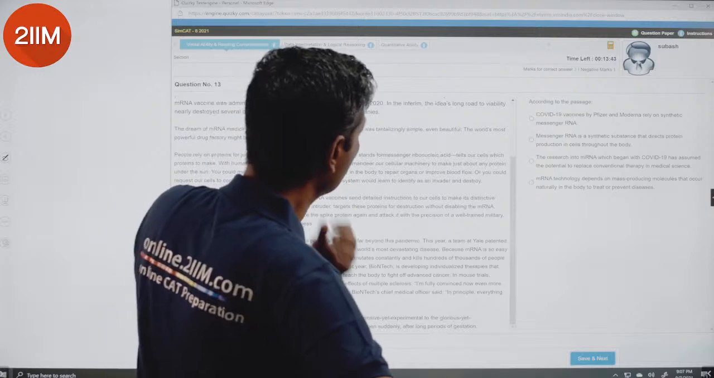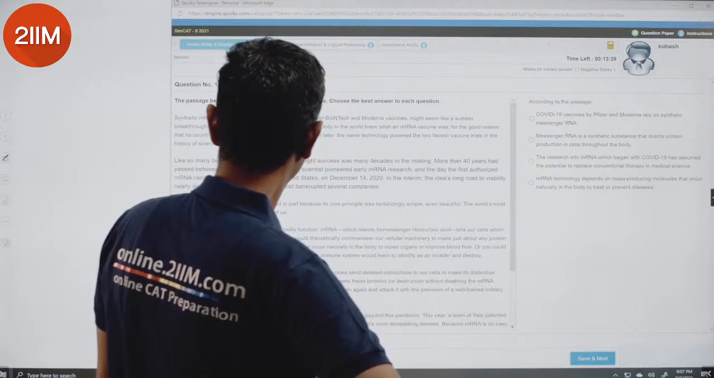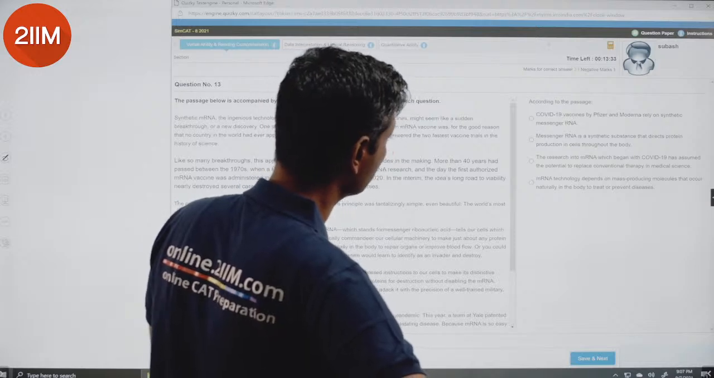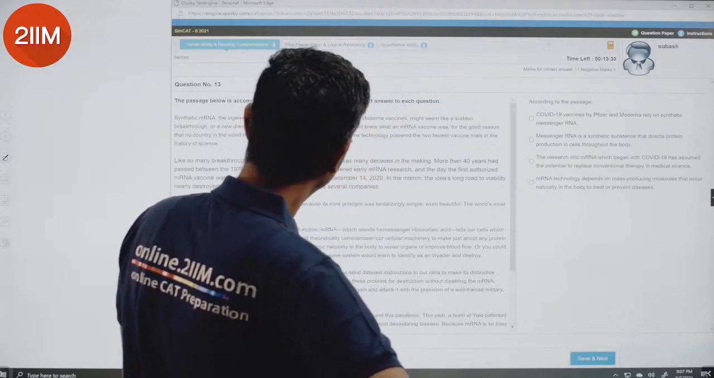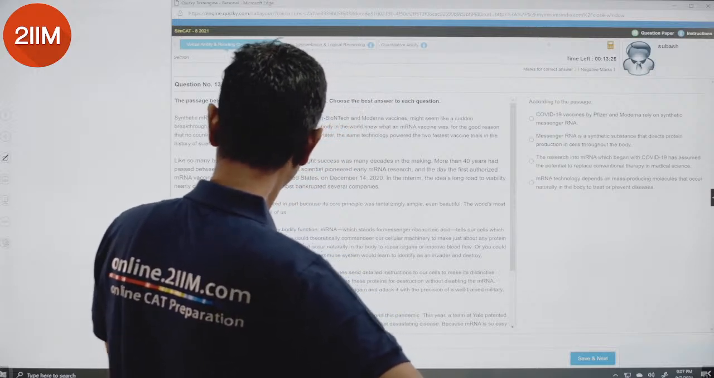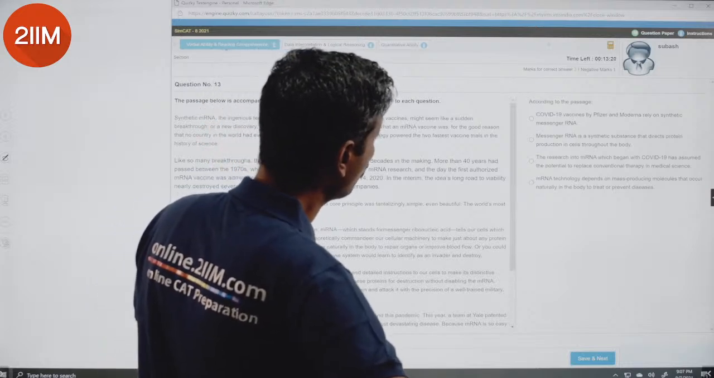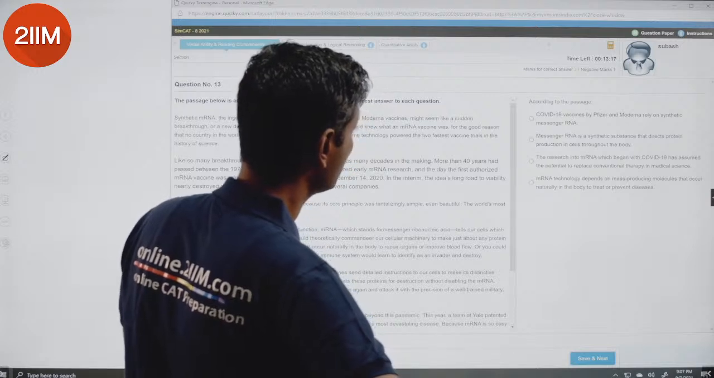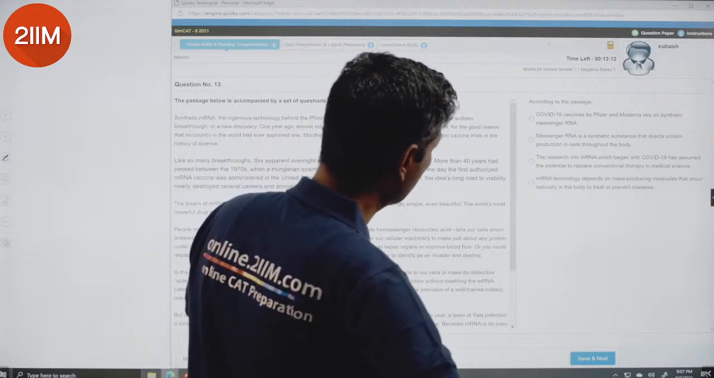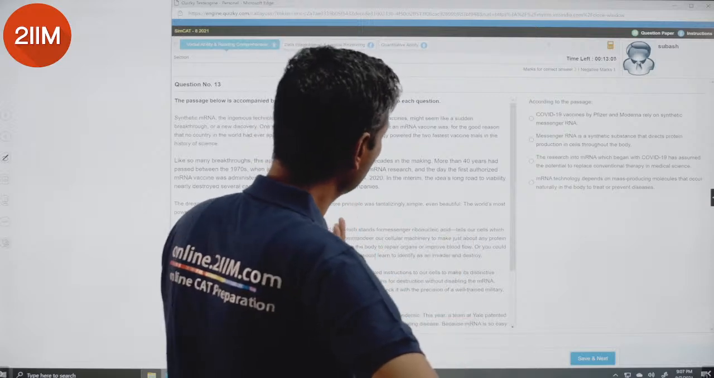COVID-19 vaccines by Pfizer and Moderna rely on synthetic messenger RNA, mRNA. Yep. That is true. Messenger RNA is a synthetic substance that directs protein production in cells throughout the body. Yes, that is also true. Whether it is throughout the body or not, I am not so sure. The research into mRNA, which began with COVID-19, has assumed the potential to replace conventional therapy in medical science. Not replace, supplement. mRNA's technology depends on mass-producing molecules that occur naturally in the body. No, it just produces spike protein.